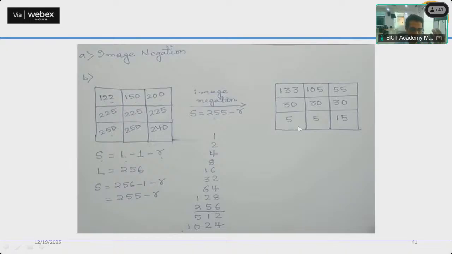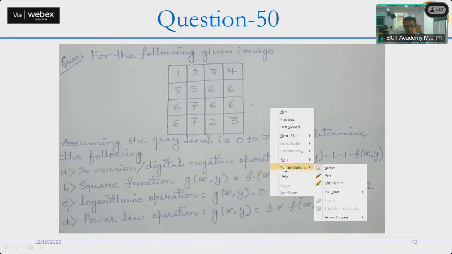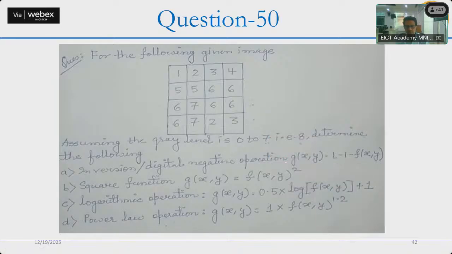So once somebody gives you the image, now you are in a position to tell the answer. For the following image, assuming the gray level is 0 to 7, determine the following inversion operation. It has been already told to you that you can do it. This is given already, so it is the same thing. Somebody says a square function is there. Somebody is saying the logarithmic operation, so that you can do.